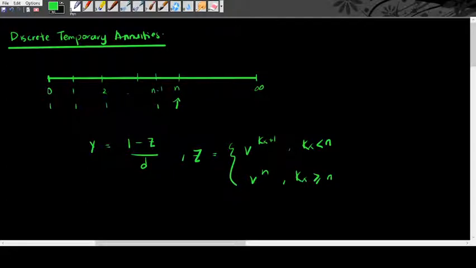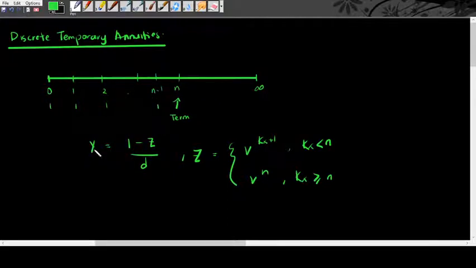Discrete temporary annuities. When we want to find the APV of the discrete temporary annuities, we can use a similar approach to the whole life annuities. It's just that now it will end at the maximum term, which is n. So let's assume that the payment is $1 every year and it will be made up until n-1. So we know that this is an annuity due.